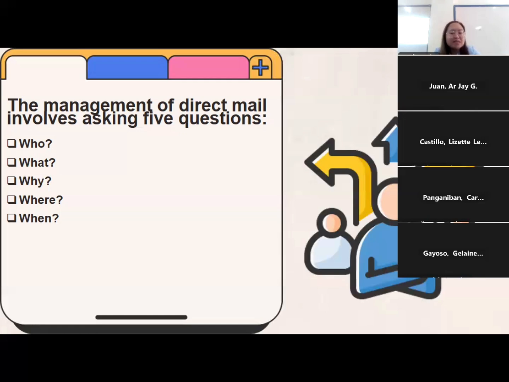The quality of the mailing list is also very important. The success of direct mail depends a lot on having a good mailing list. A bad list can make the company more expensive and lead to people seeing it as junk mail, right?